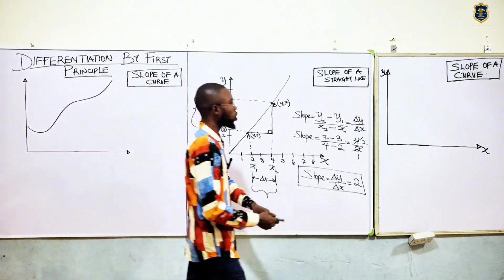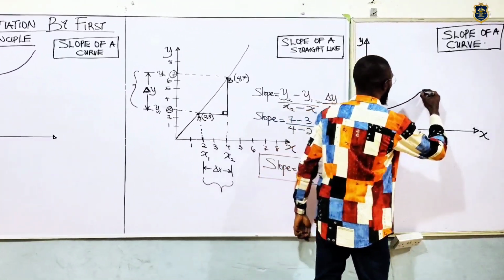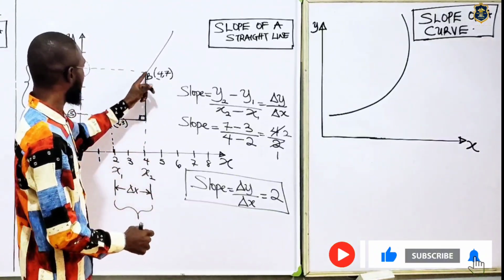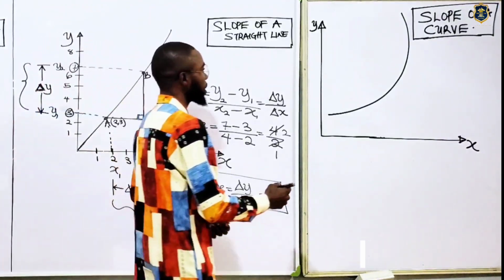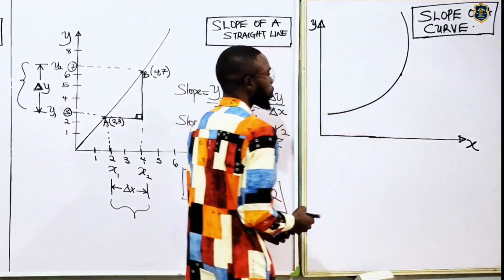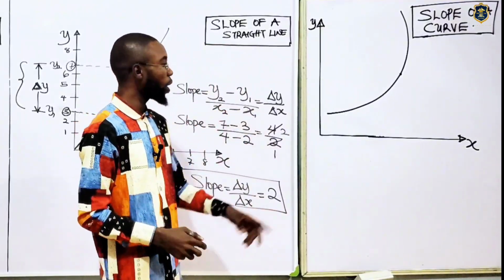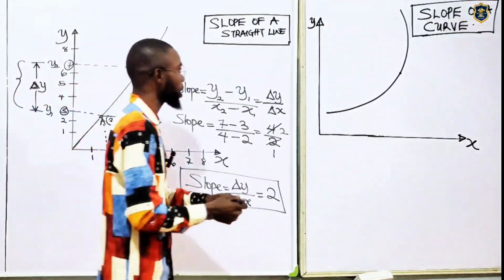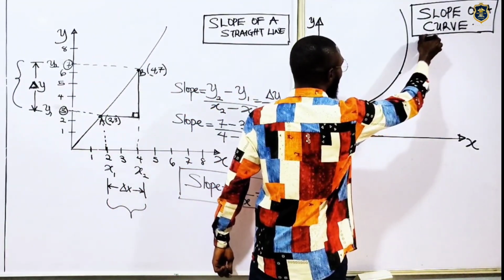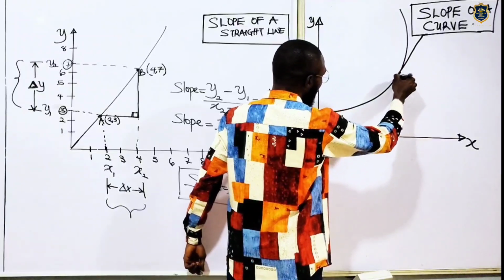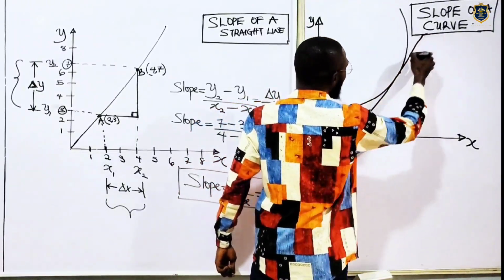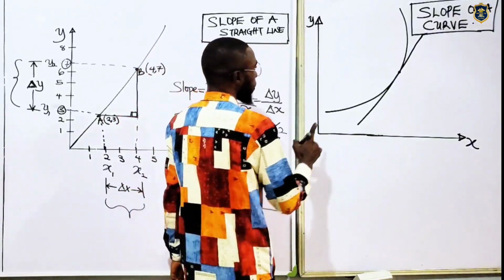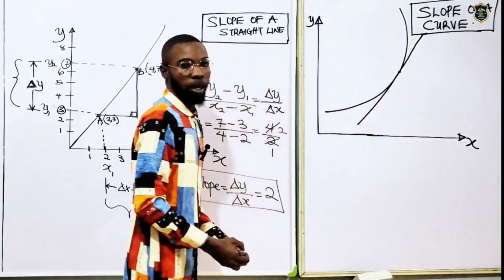Now, for a curved line, let's assume that our line is a curved line. Assuming it's a curved line, there is no way we are going to find the slope at a point without looking for the tangent first. For a curved line, we're only looking for the slope at one point. That is the tangent. That is where we draw a straight line. This is called a tangent. The tangent is a straight line that meets this curve. Are you getting it now?